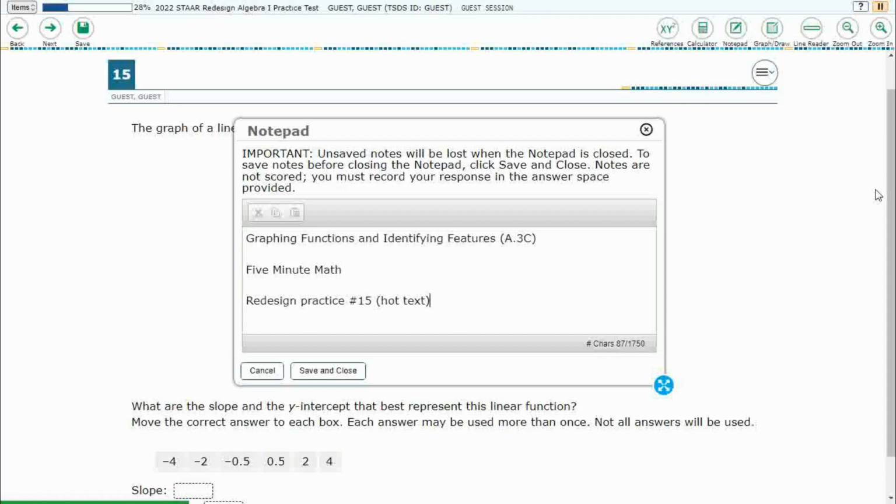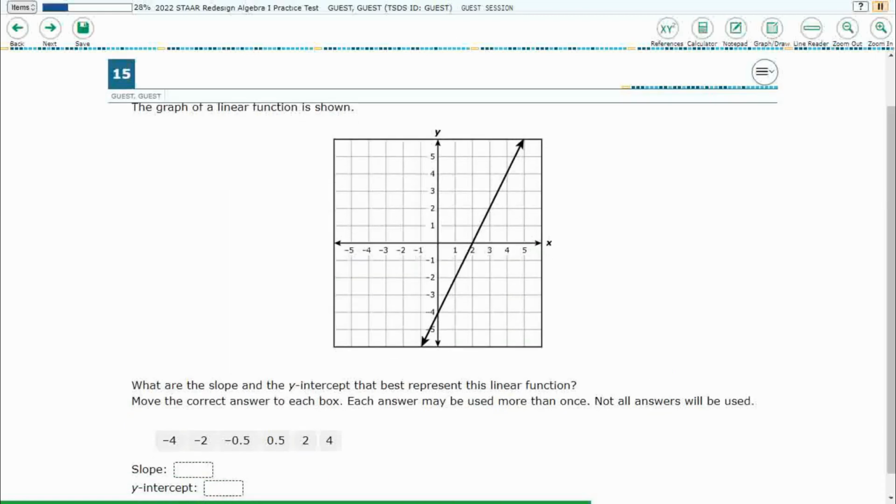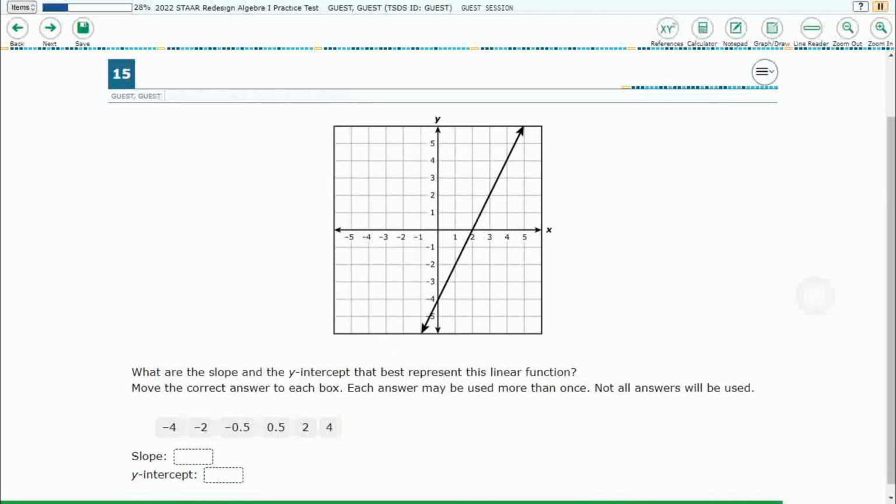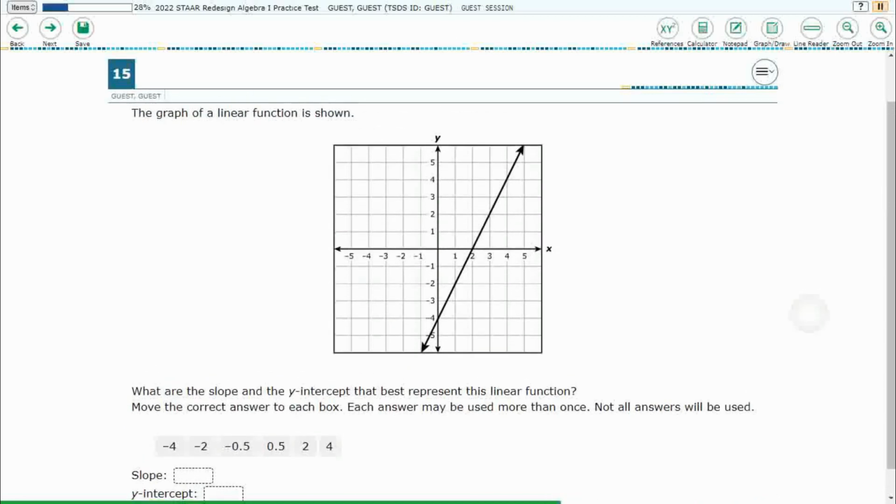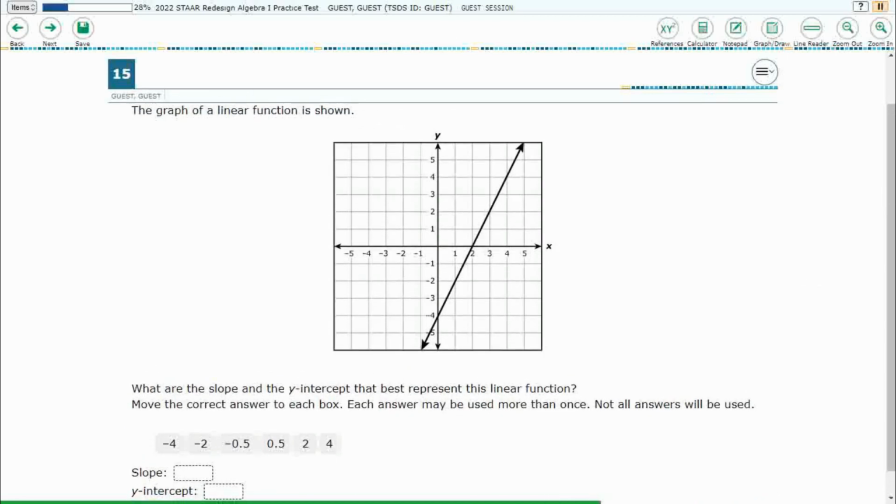Today we are looking at the Algebra 1 concept of graphing functions and identifying features. This is standard A.3C in the great state of Texas, and we are using item number 15, which is a new item type called hot text, off the Redesign Practice Online STAAR test. If you haven't done so already, please go ahead and take a moment to pause the video, work this problem out on your own, unpause it, and we will look at our answers together.